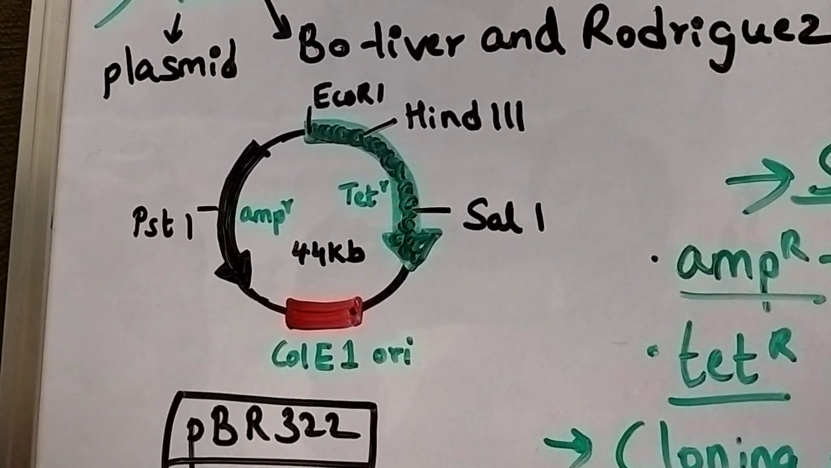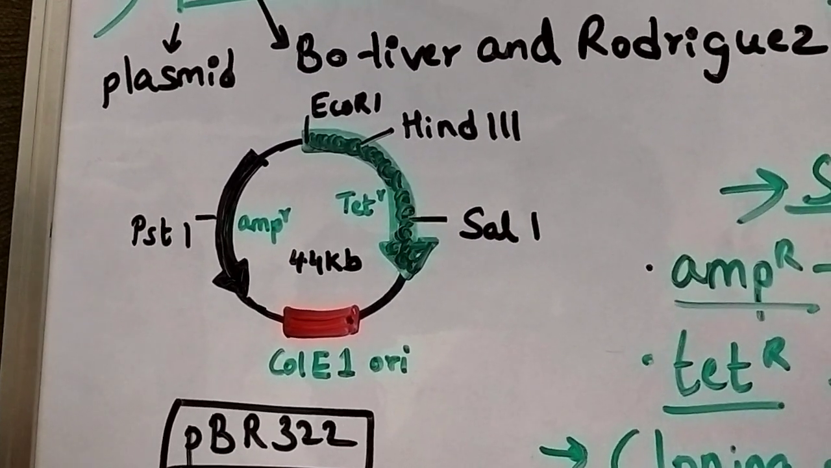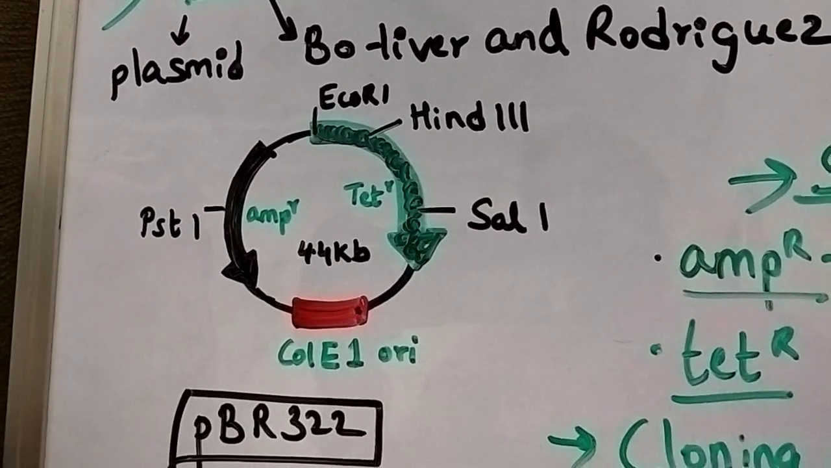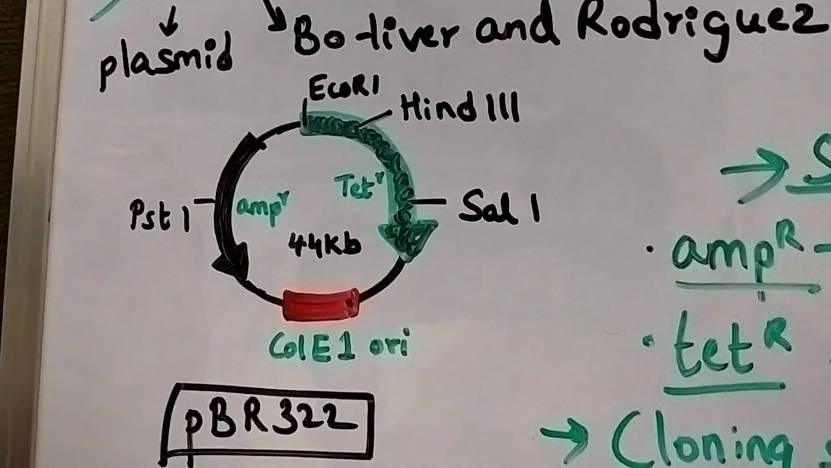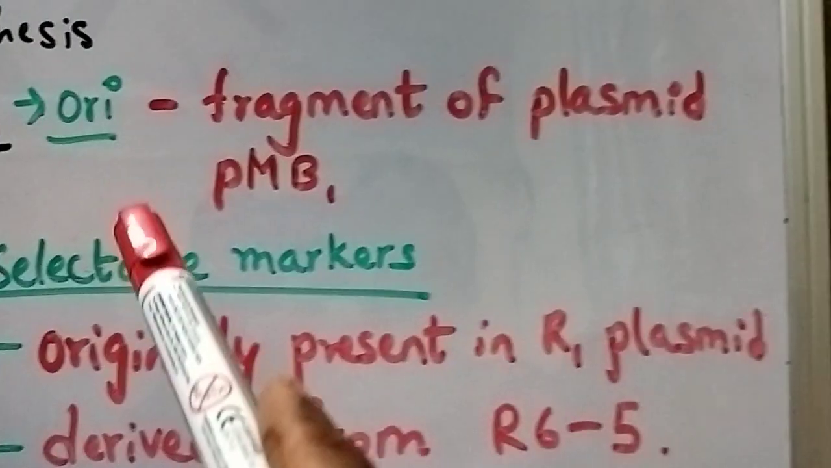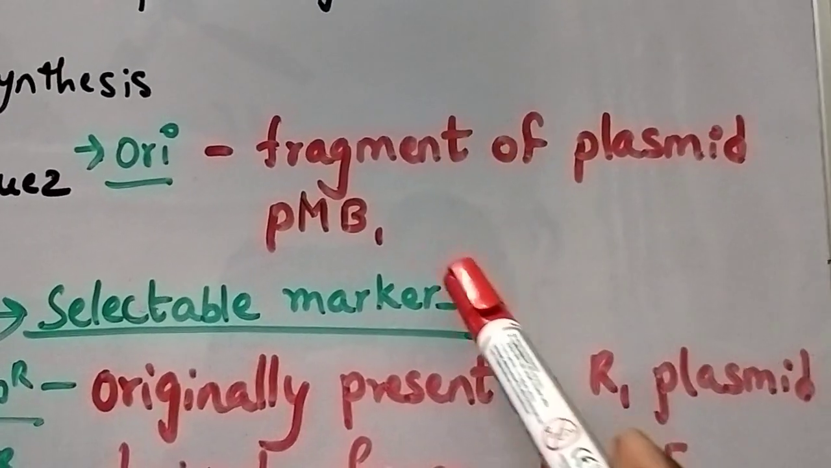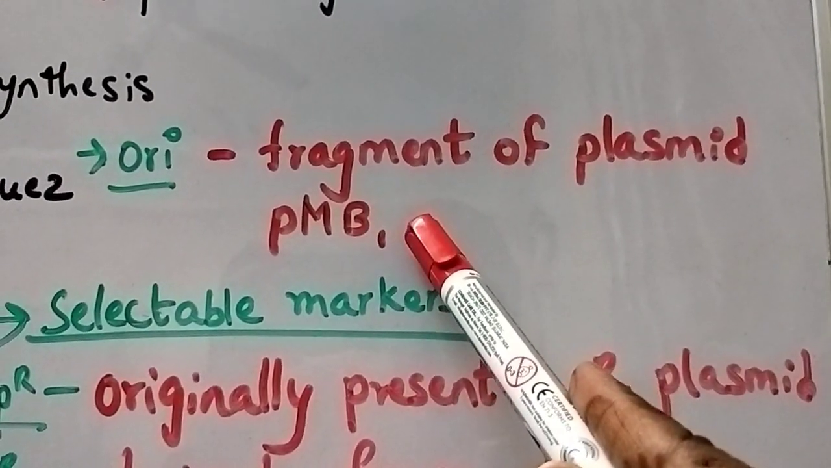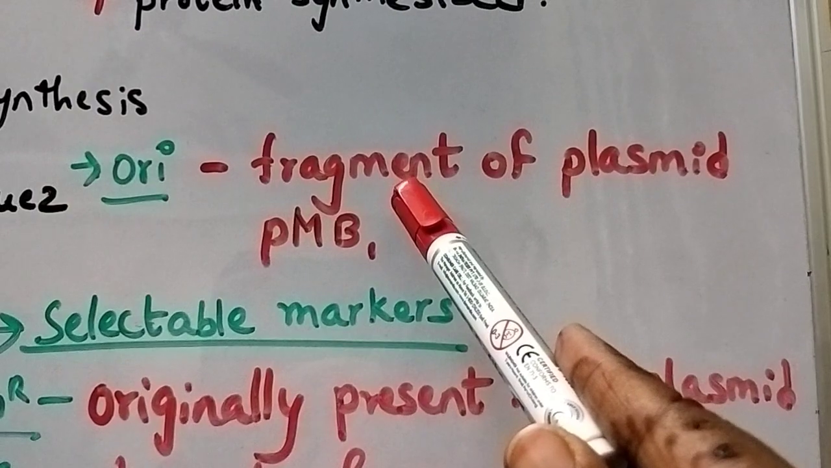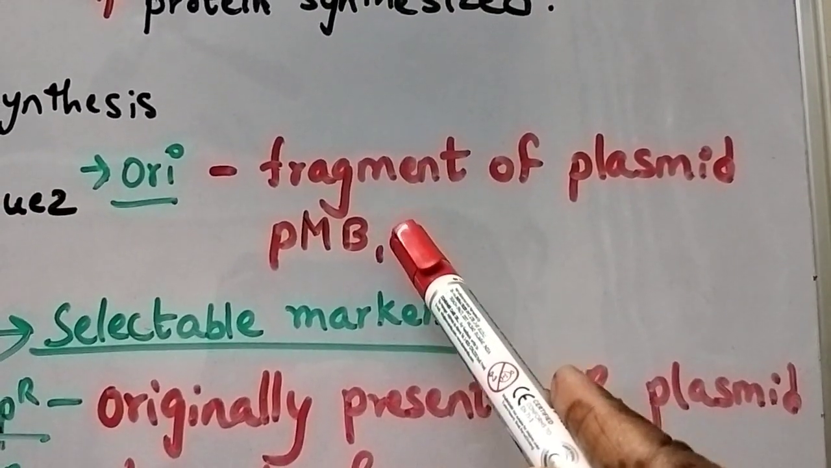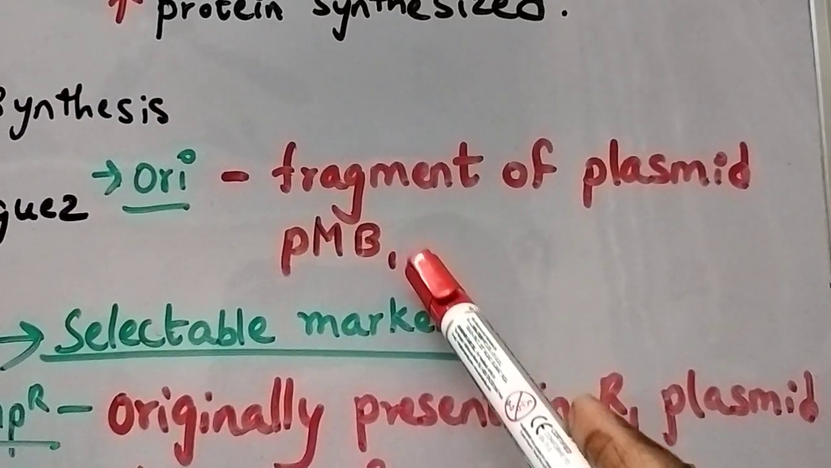Coming to the pedigree of this PBR322, nothing but the origin of each part of this cloning vector. Ori, as I said, is the fragment of plasmid PMB1. This PMB1 is closely related to the colicin producing plasmid called E1.